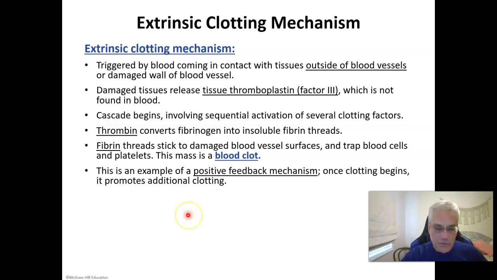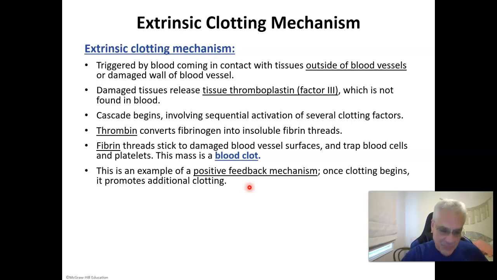And we usually refer to the coagulation mechanism as a positive feedback mechanism because once you get things activated, they tend to activate the next and the next and the next and the next. Now, this can't go on forever. You should already understand that you can't have a positive feedback mechanism without end.